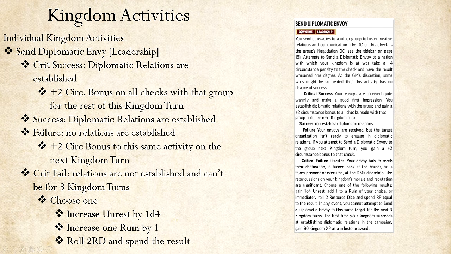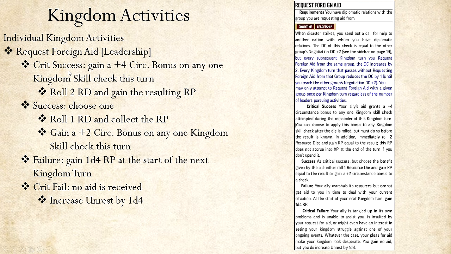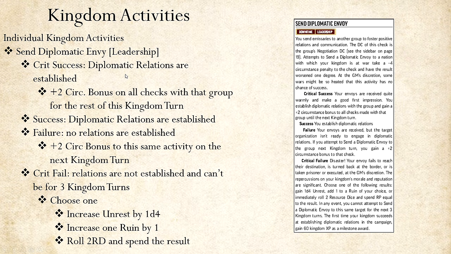On its own, that doesn't sound like much. However, it is, as we've talked about with a few other activities, you need to have diplomatic relations with a group before you can do other stuff, like establish trade agreements or, on the previous activity, request foreign aid from them. In addition, on a critical success, you gain a +2 circumstance bonus on all checks with that group for the rest of the kingdom turn. So that part's really nice. If you succeed, you just establish the diplomatic relations, and there's no bonus on further checks with that group.